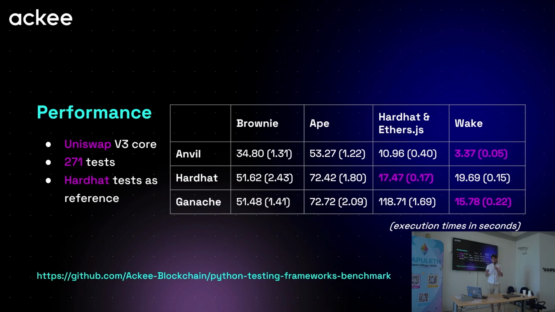We also use different, let's say, background chains, local chains, such as Anvil, Hardhat, Ganache, with different frameworks. For example, Brownie, Ape, Hardhat, and Woke. Here you can see execution times in seconds. Also, this testing is open sourced, and you can find it in the Python testing framework benchmark on GitHub.